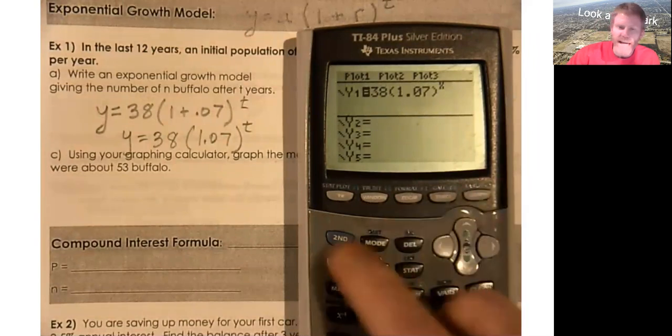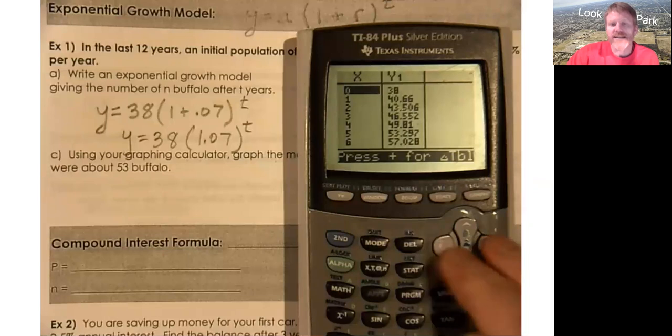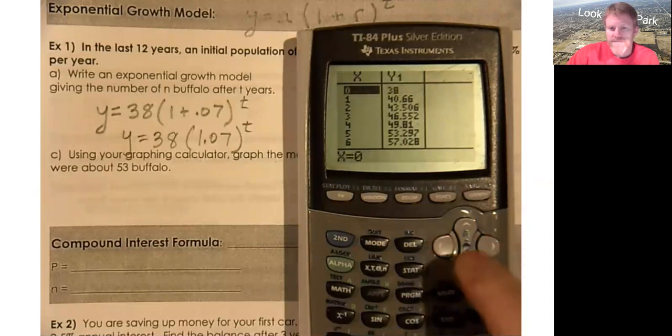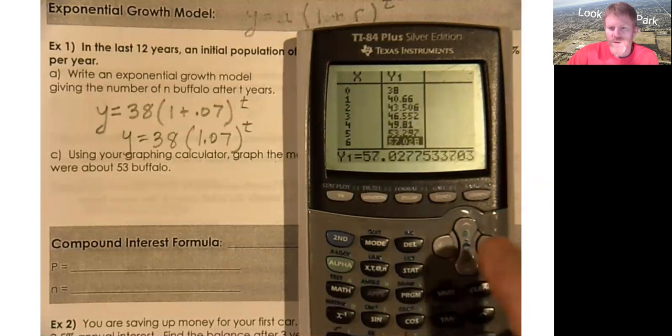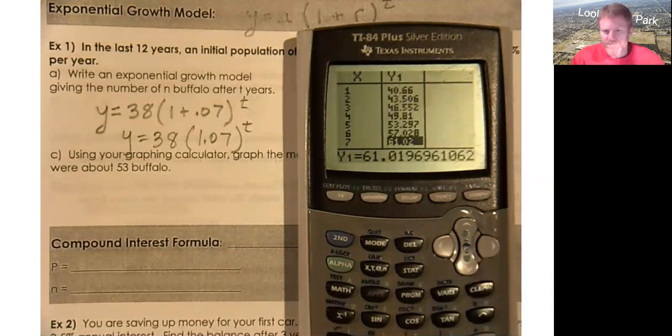Now we can look at the table by doing second graph, and we can see here, this is how many we had at 0 years. Originally we had 38, and then that would be 7% more, and then 7% of the previous number, and 7% of the previous number, and so forth. So after 7 years, you could get your calculation that way.